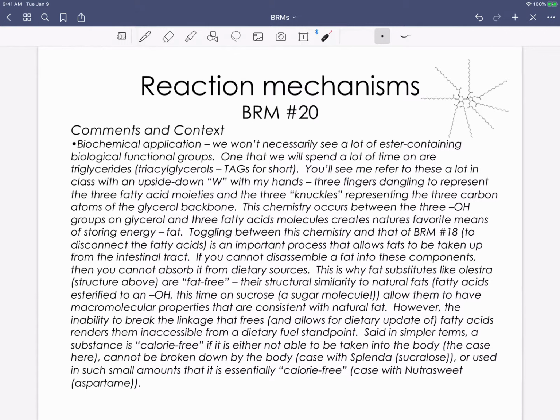Storing energy is those fat molecules that are worth so much more, 9 calories per gram versus the 4 calories per gram that we see for carbohydrates. So again, toggling between this chemistry and that of, we should say, reaction mechanism 19 here, the one that we just had to disconnect those fatty acids, is also an important process that allows us to have these fats be taken up in our intestinal tract, right? So in our intestinal tract, these are triglycerides that are hooked together with that ester linkage. We need to disassemble them into our fatty acid components because that is what we're going to be able to absorb in our intestinal tract.